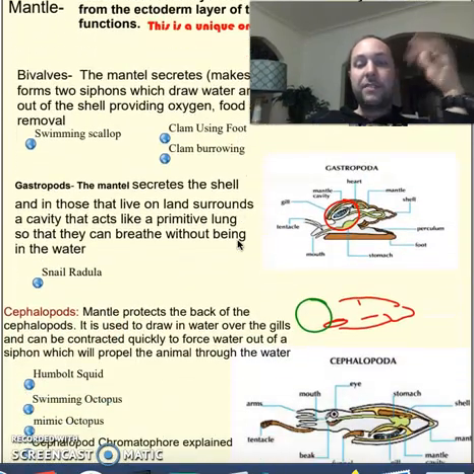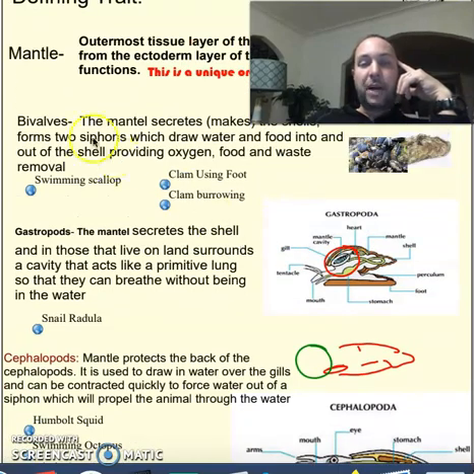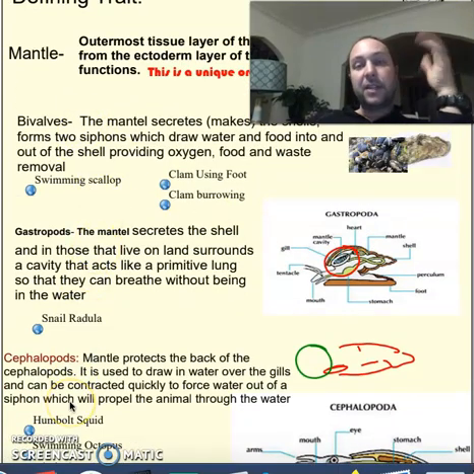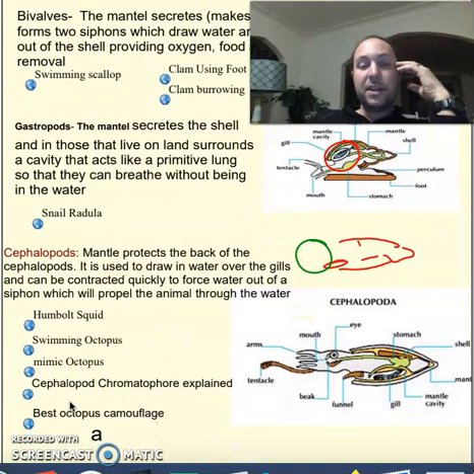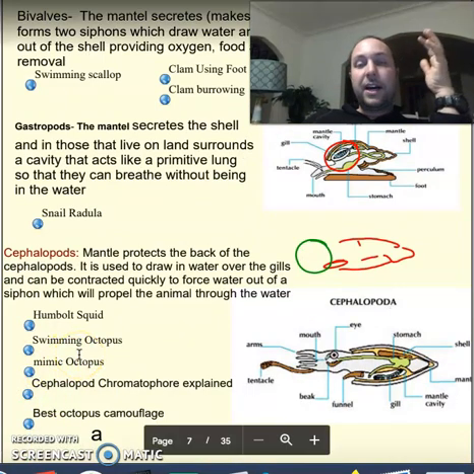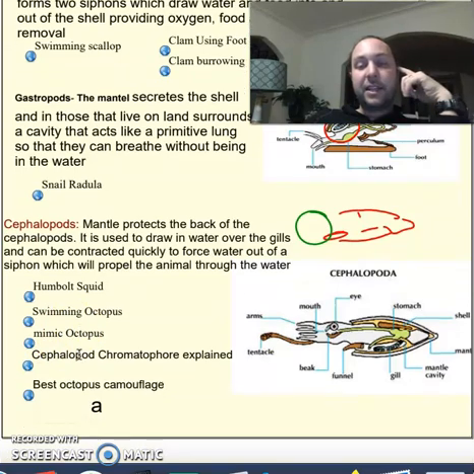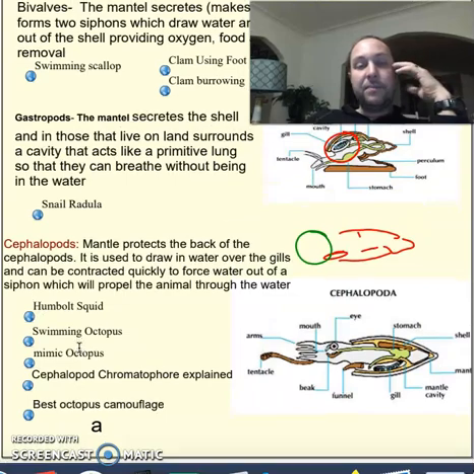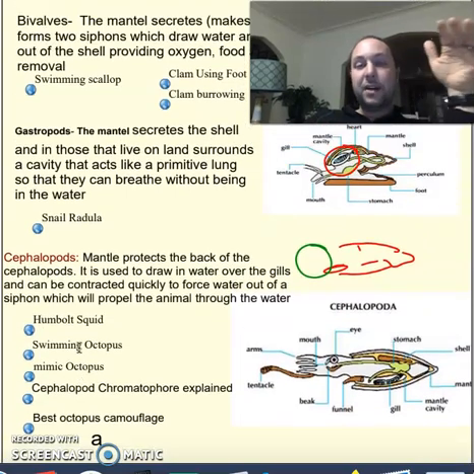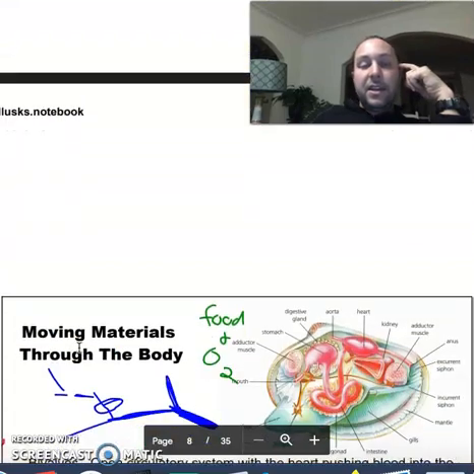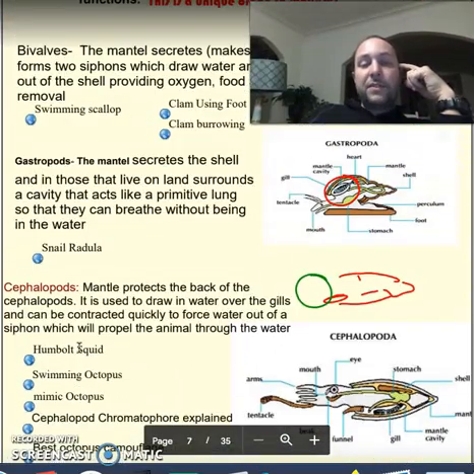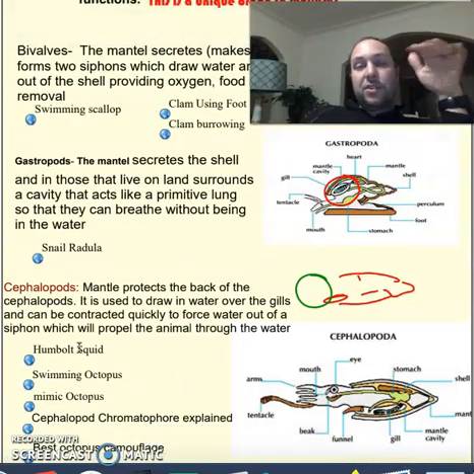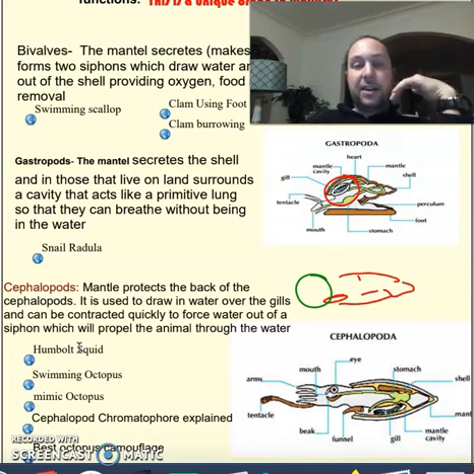So we should already have the defining traits recorded for bivalves, gastropods, and cephalopods. These are the 3 main types of mollusks. We'll look at some videos in class later on, but these are the 3 main types of mollusks. Once we've thought about the mantle, which is the structure that covers their body and does a variety of things, and for which you've written some information down.